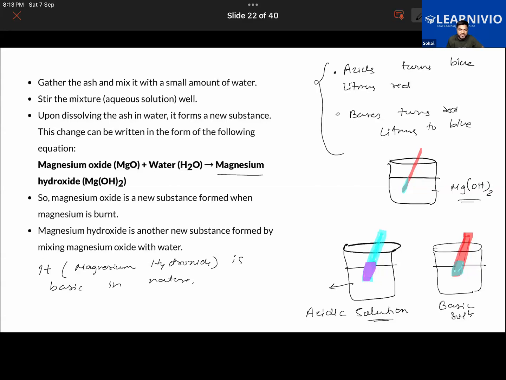By the way, you guys know magnesium hydroxide is used as an anti-acid also. Razan, have you learnt of this? Aman? This is used as an anti-acid, also called milk of magnesia. Milk of magnesia is an anti-acid.